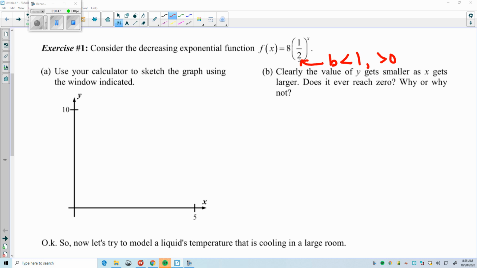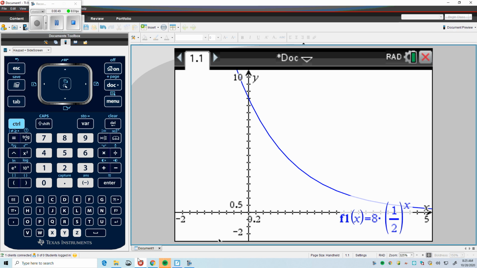So if we go to our calculator, I've already plugged this in. A couple things that we want to take note of here. Notice your y-intercept, where it's actually crossing the axis, which is at 8. Hopefully that makes sense. Y-intercept, remember, make x equal to 0 and you can solve. And remember, it's going to be asymptotic to our x-axis.